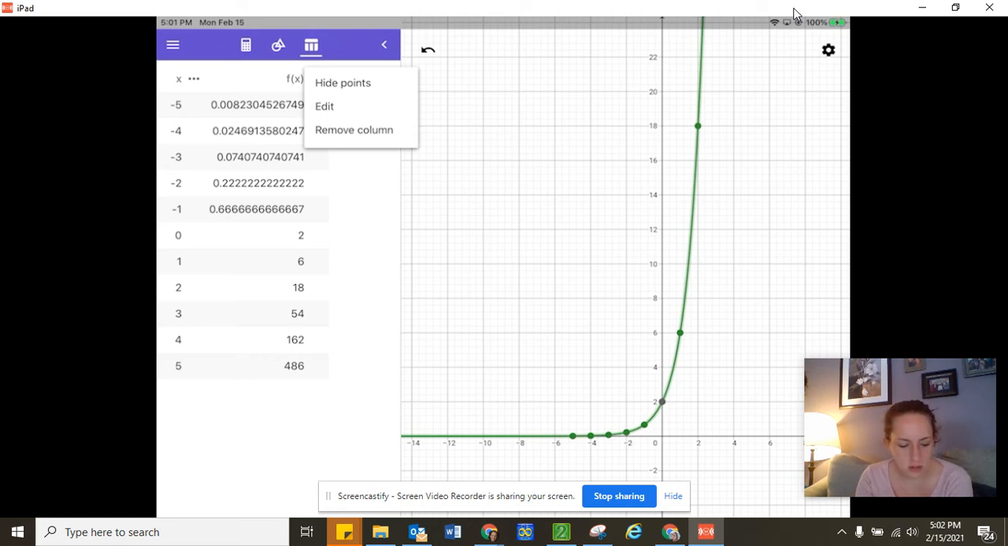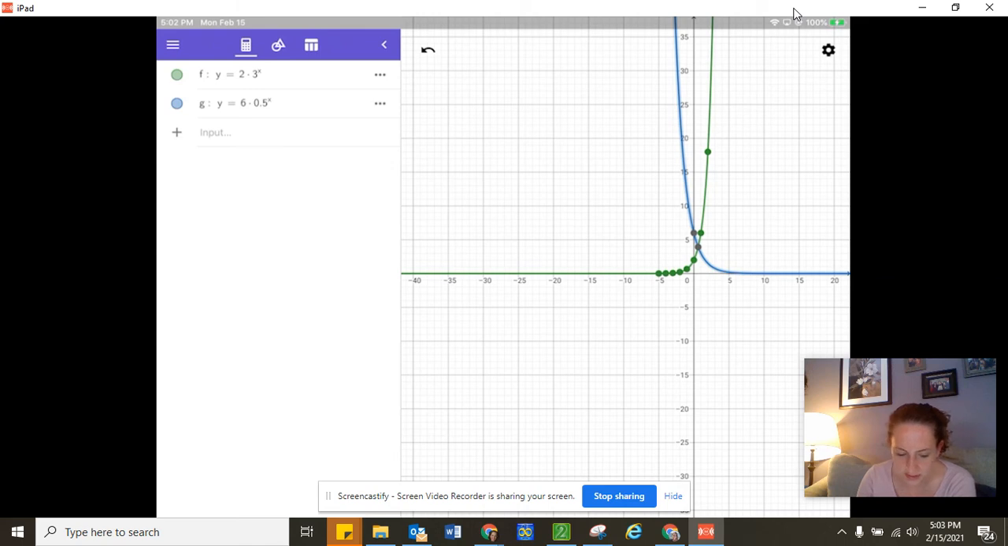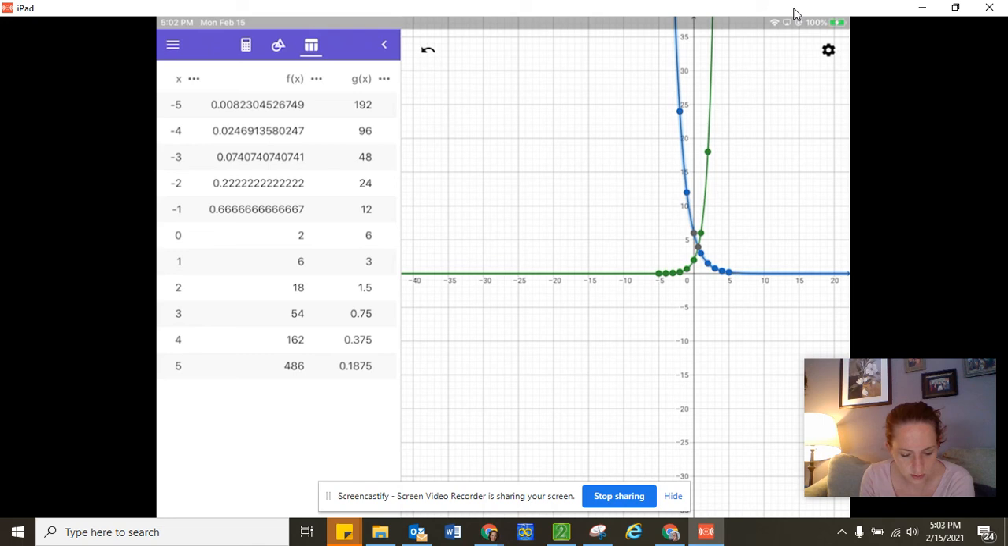Okay, so for example, if you had y equals, let's do a decay one. Let's do 6 times 0.5 to the x. Okay, so again, the decay is going to be going down. So I'm going to hit these 3 dots next to it. I can't point to what I'm doing, but I'm going to do those 3 dots, and I'm going to say a table of values.